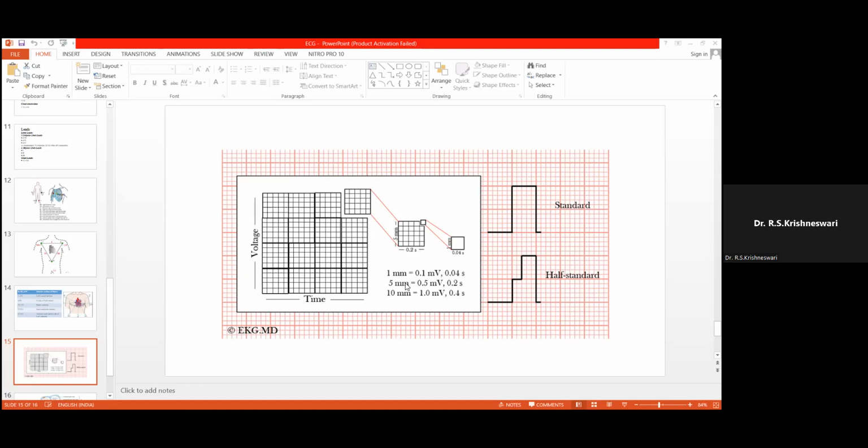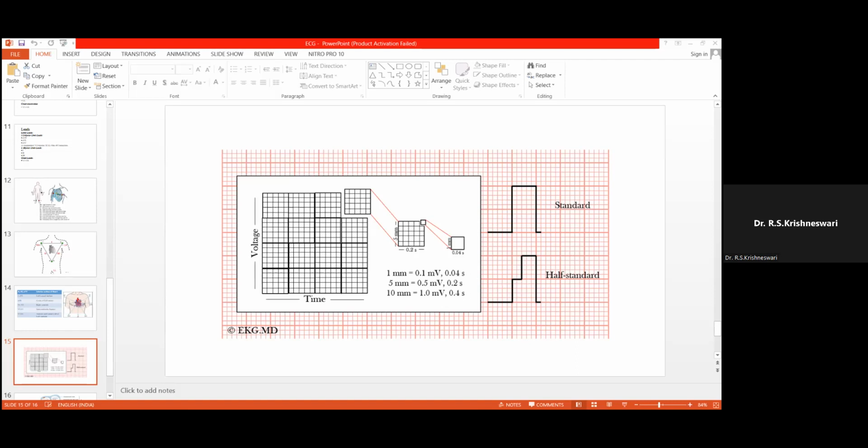For time, 25 small squares or 5 large squares is 1 second. So one large square is 0.2 second, and one small square is 0.04 second. Regarding the height, one small square is 0.1 millivolt, and one large square is 0.5 millivolt. And there is something known as standardization of ECG.